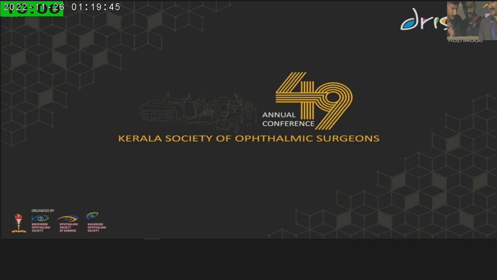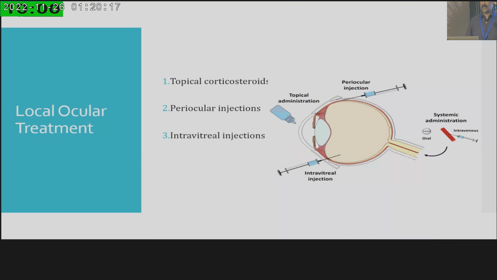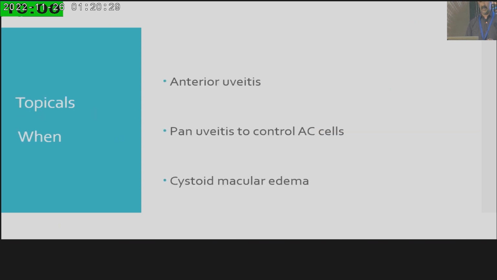Periocular treatment, local treatment of uveitis. So as we all know, this is the most common modality of treating uveitis, but you have to be very careful when we use these drugs. Coming to the local ocular treatment, we have the most often used, that is the topical corticosteroids. Then we have the adjuvant treatments like periocular injections and intravitreal injections. We will look at how we use them judiciously without causing any harm.